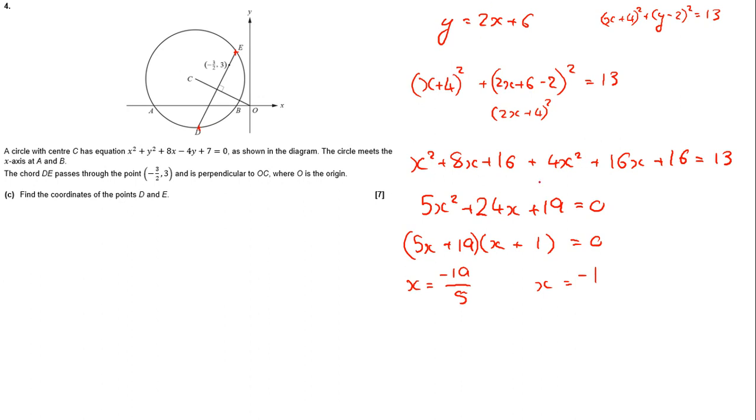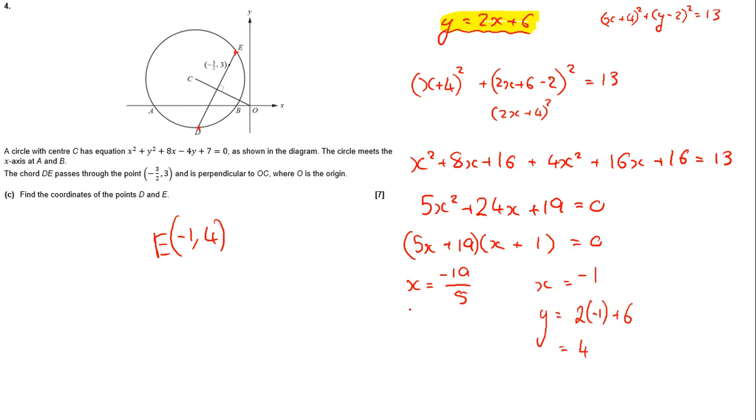Let's use our equation for DE here to do the next part. So we're going to substitute. y is equal to 2 times -1 plus 6, which means it's going to be 4, which makes sense for E. So E is going to be -1, 4.